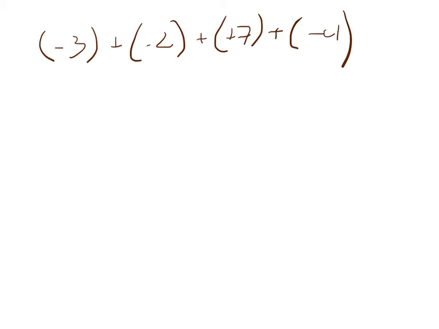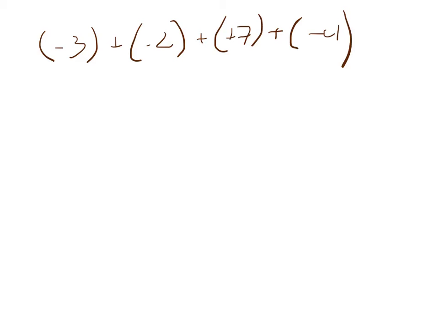All right, example 2 here. I've got a bunch of numbers. All right, we can solve this problem now. We've got a negative 3 plus a negative 2 plus a positive 7 plus a positive 4. So, because they're all pluses and minuses, it doesn't matter. I should do them all left to right.